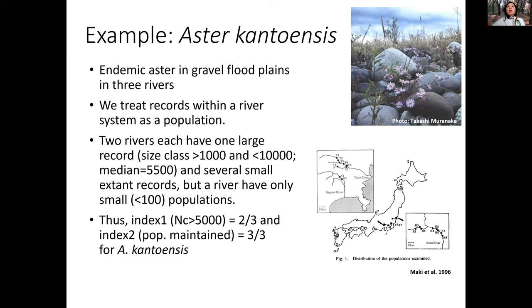For example, Aster kantoensis, which is an endemic aster in gravel floodplains in three rivers. We treat records within the river system as a population. Two rivers each have one large record whose median size is above 5,000, but another river has only small records. Thus, indicator one is two thirds and indicator two is three thirds for Aster kantoensis.